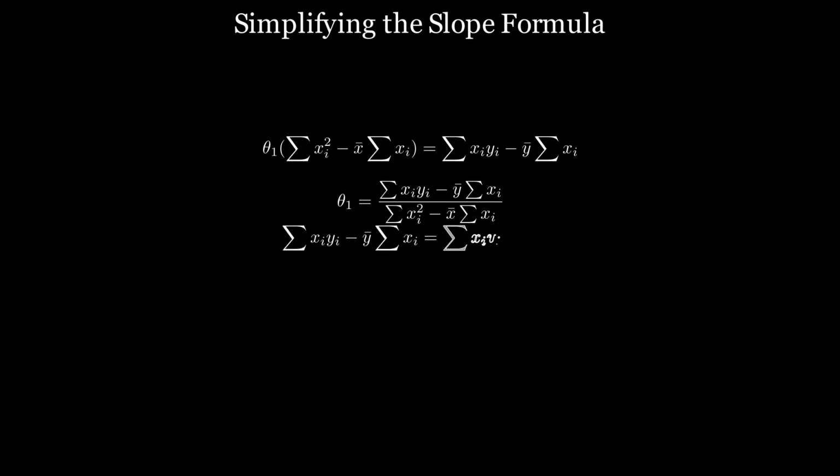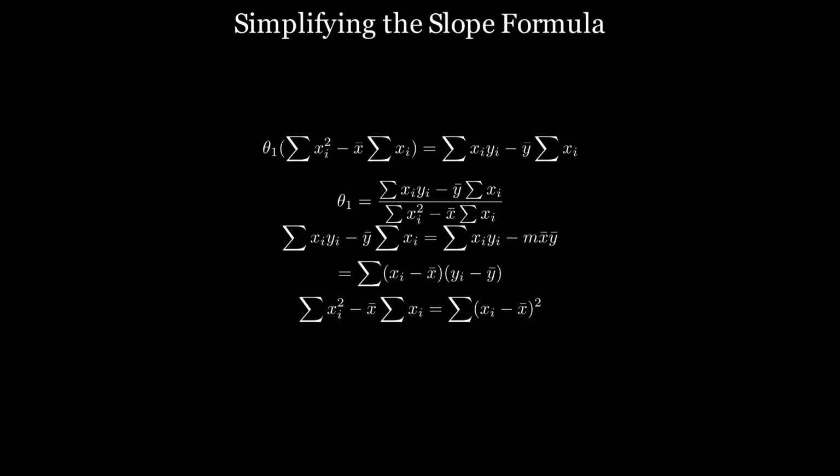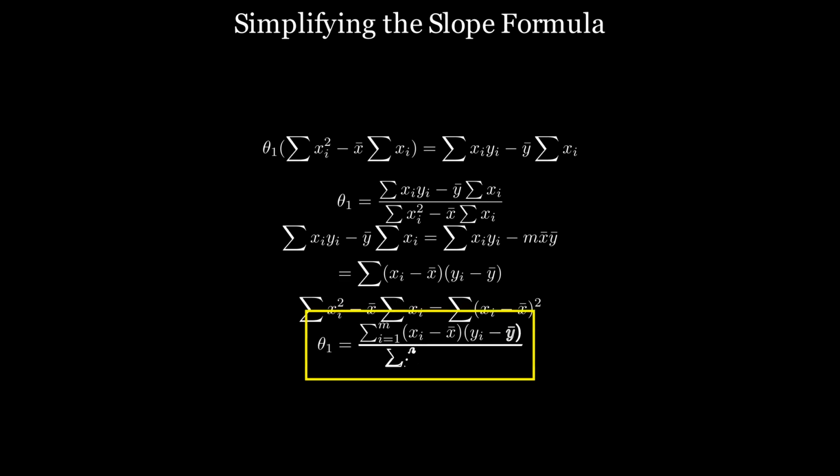Now comes the beautiful algebraic insight. We can rewrite both the numerator and denominator in terms of deviations from the mean. Let me show you key algebraic identities. Similarly, the denominator simplifies to the sum of squared deviations from the mean. This gives us the well-known formula for the slope in simple linear regression.